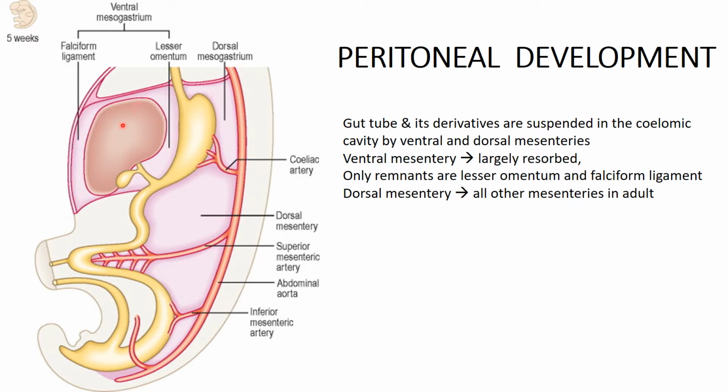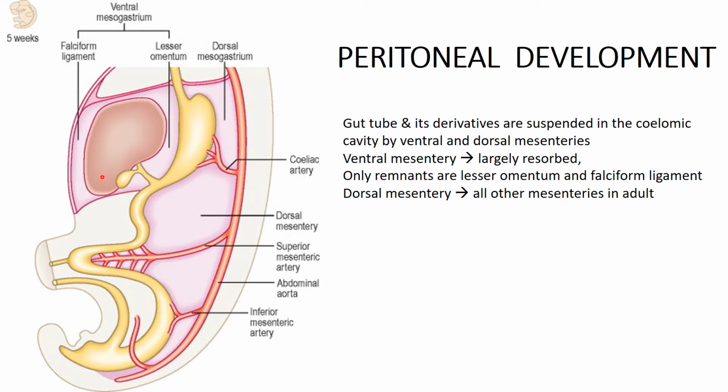So here it is shown the gut tube and its derivatives. They are wrapped and suspended by these bilayered mesenteries, which attach it to the dorsal and ventral body wall, and they are accordingly named as ventral and dorsal mesenteries. Now the ventral mesentery undergoes resorption except in the region of the foregut, and this ventral mesentery is derived from the septum transversum.